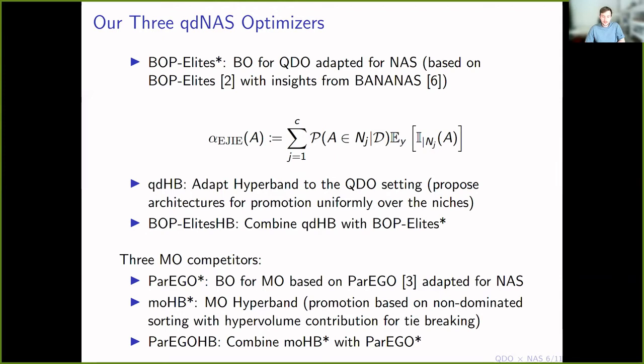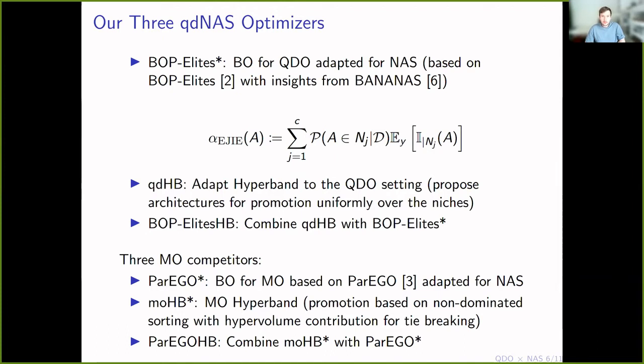And this is simply the weighted sum of the improvements per niche. So I have C niches, then I sum the improvements for each niche. This is on the right-hand side of the equation. And I weight this improvement by the posterior probability of an architecture belonging to a niche.